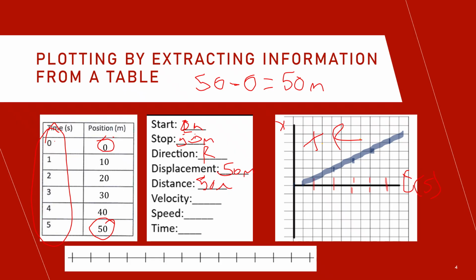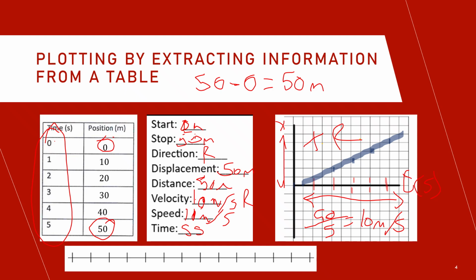Velocity is going to be displacement over time, which is 50 divided by 5. So this is my 5 seconds. 50 divided by 5 is equal to 10 meters per second. So that's 10 meters per second to the right because it's a velocity, and for the speed is only 10 meters per second. The total time was 5 seconds.